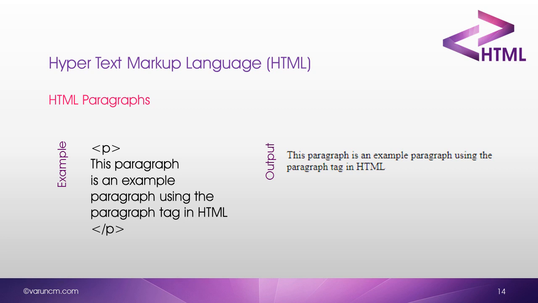Whatever text is kept inside this paragraph tag will just be displayed. This is another example of how to use a paragraph tag. You can see I am using a p tag followed by the paragraph, then I am ending with a slash p. The output will be just like this: this paragraph is an example paragraph using paragraph tag in HTML. The entire thing whatever is kept there will be displayed.